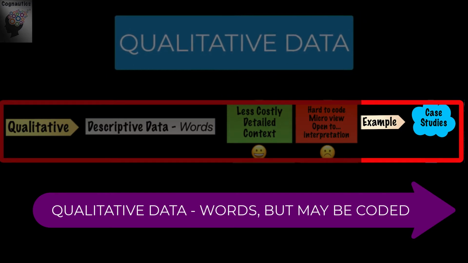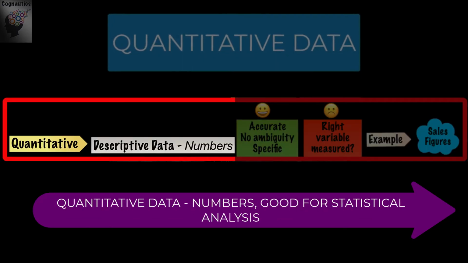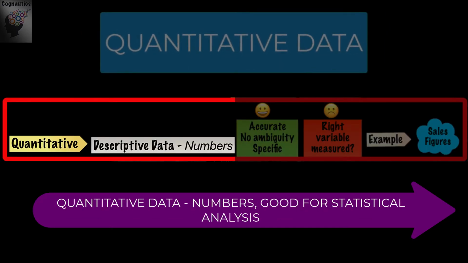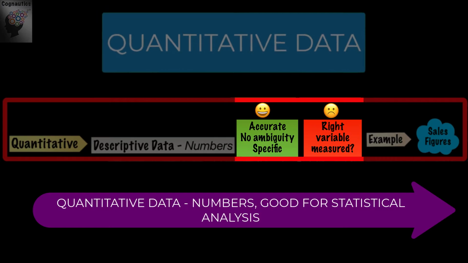Let's look at the last data type now: quantitative data. This data type is similar to qualitative data in that it's descriptive, but rather than being comprised of words, quantitative data is comprised of numbers instead. Both data types could be primary or secondary in nature, but the advantage of quantitative data is that it may be considered accurate as long as the information was gathered appropriately.